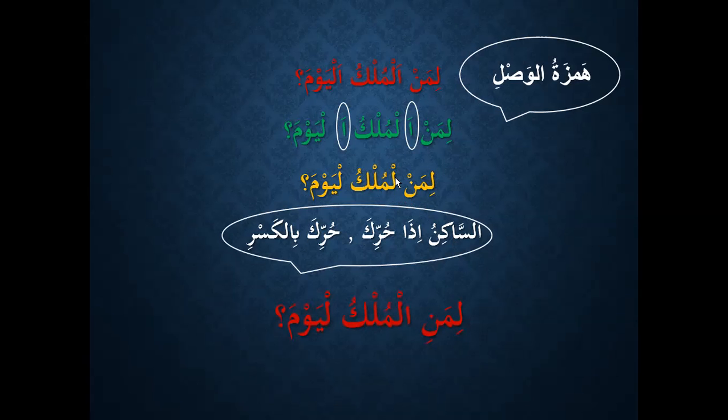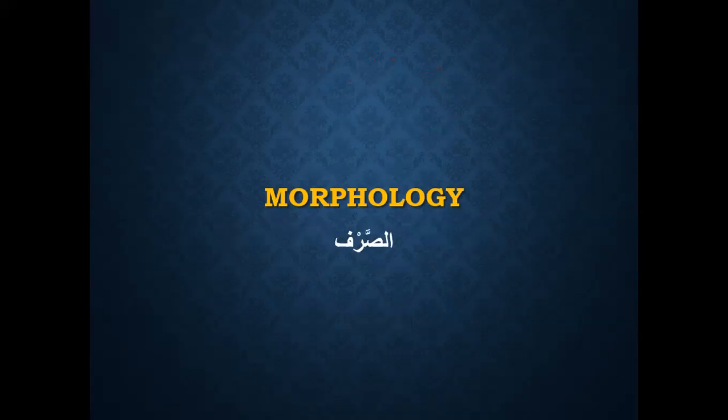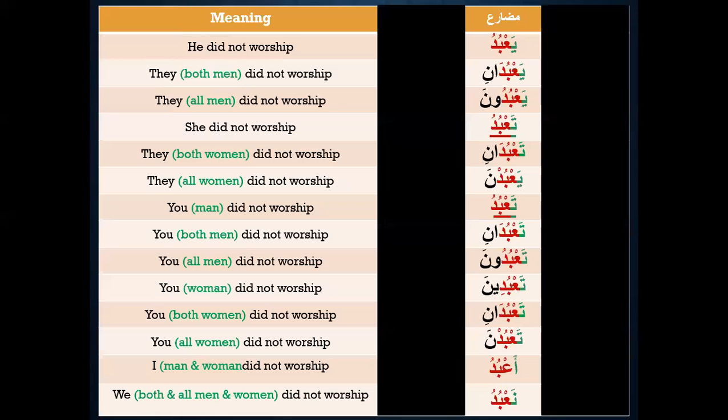The ni is joined with lam. Lima nil mulkul yawm. So you would read it like this. Lima nil mulkul yawm. That's how it goes. This is called hamzatul wasl. In the middle of a sentence, you drop it. You don't pronounce it. In the beginning, you have to.